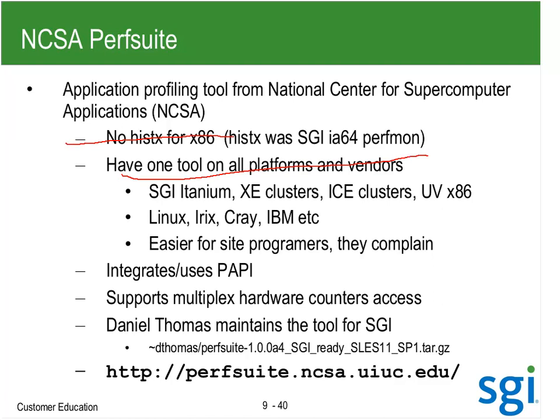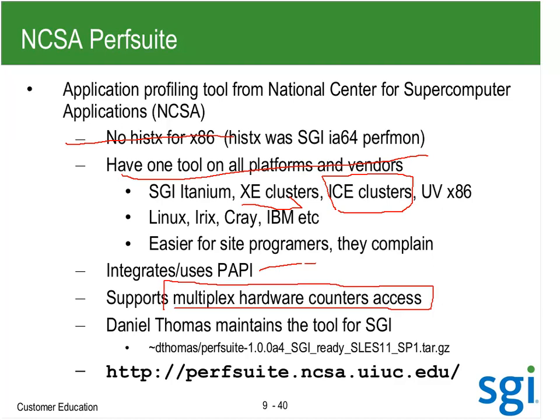I used it last week on an XE system. I use it on ICE clusters all the time. The hard part is making sure you've got a kernel that's supporting it. NCSA Perf Suite uses PAPI, and with the latest kernel it does support multiple hardware counter access. Again, in the workbook, this is a little bit old for a rev level. I'm at 1.5A right now. Here's the website for the product, but again, I would use the tarball.